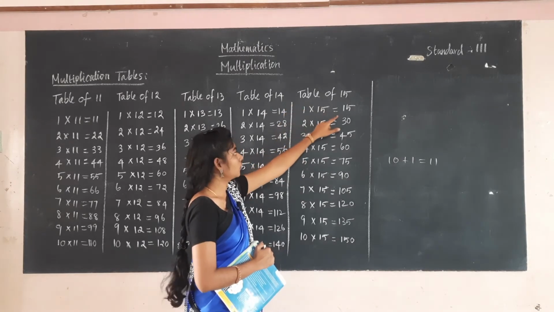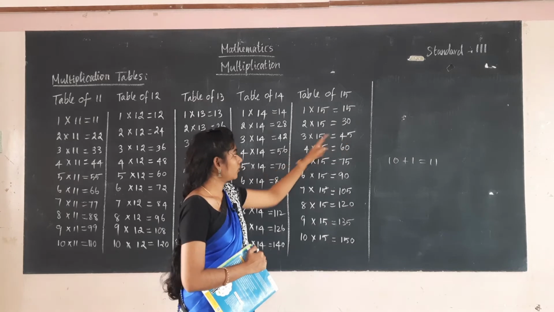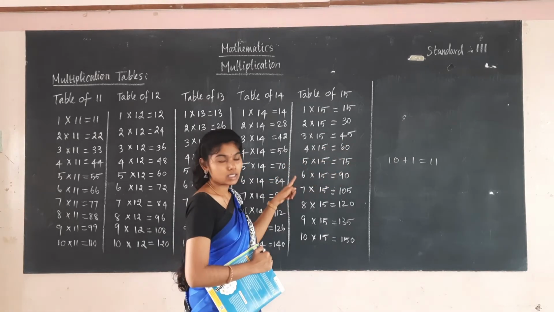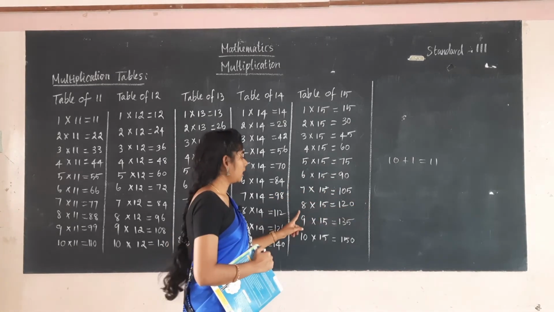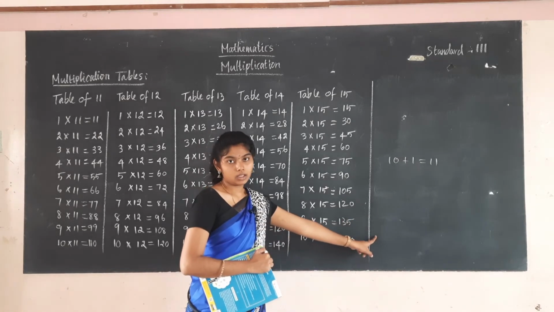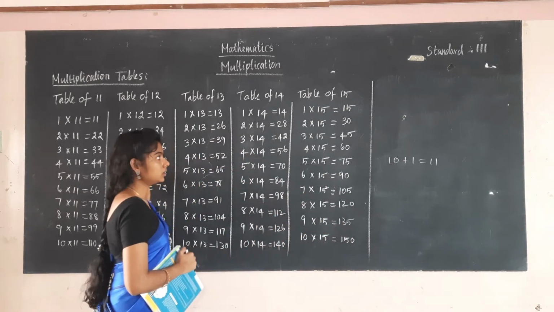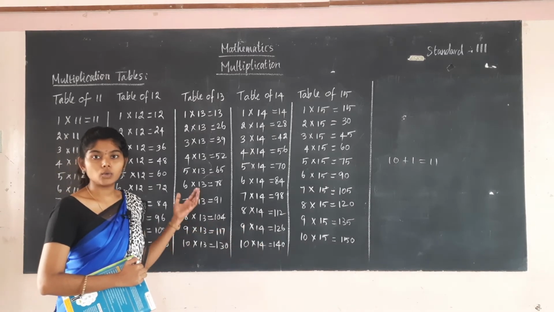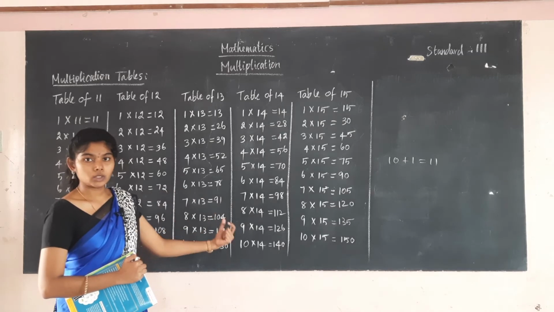1 15 is 15, 2 15s are 30, 3 15s are 45, 4 15s are 60, 5 15s are 75, 6 15s are 90, 7 15s are 105, 8 15s are 120, 9 15s are 135, 10 15s are 150. So from the 11th till the 15th table you are going to learn them by heart. That will make multiplication easy for you. Write this 5 times in your notebook, okay.